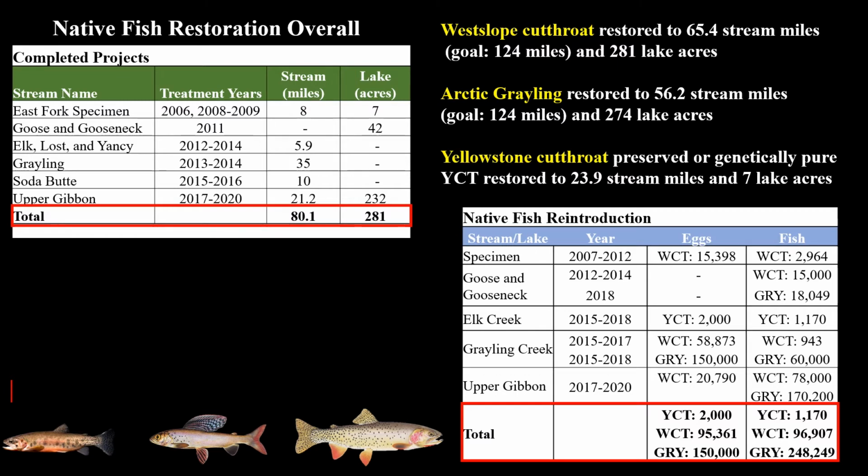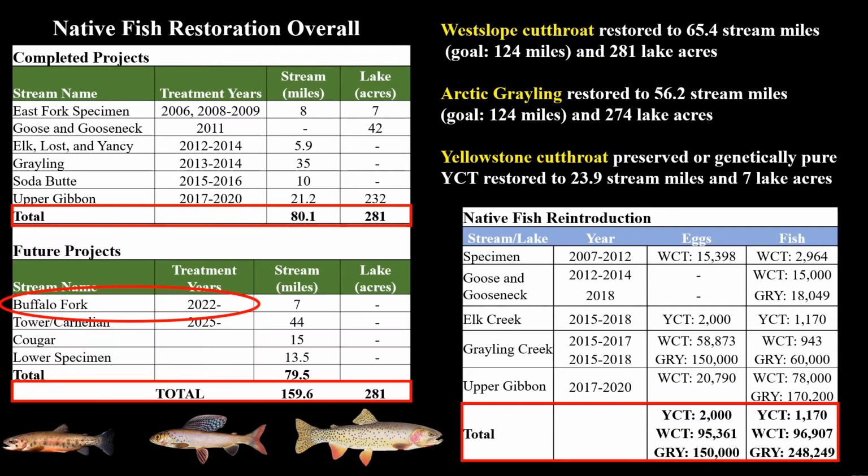We've stocked 2,000 Yellowstone cutthroat trout gametes, over 95,000 West Slope cutthroat trout gametes, and 150,000 grayling. Similarly, we've stocked thousands of cutthroat trout and grayling as fish. In the future, we intend to focus our restoration efforts on the Buffalo Fork of Slough Creek.